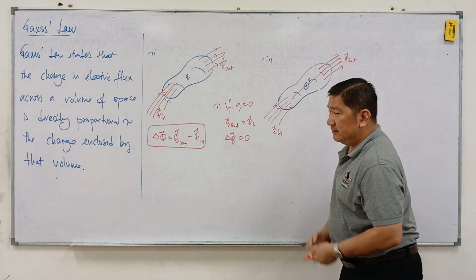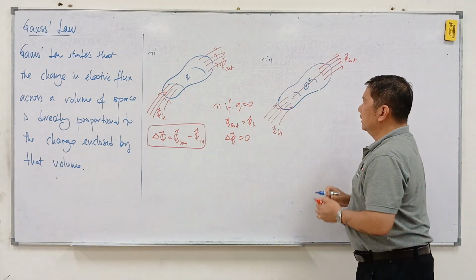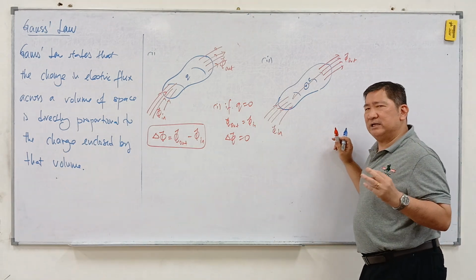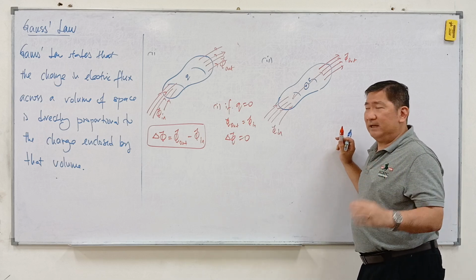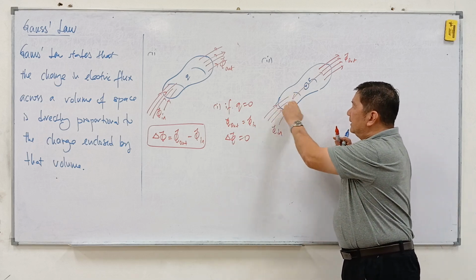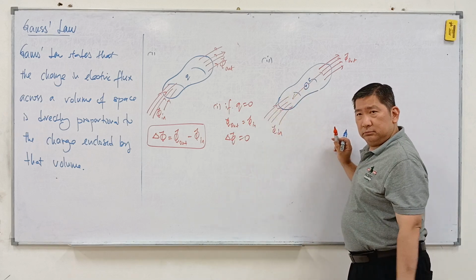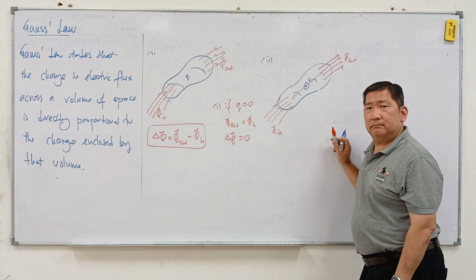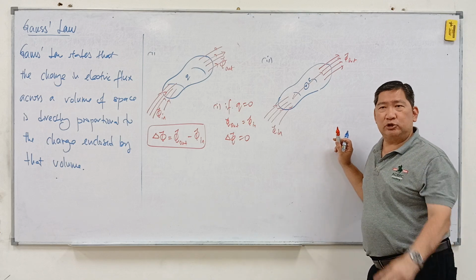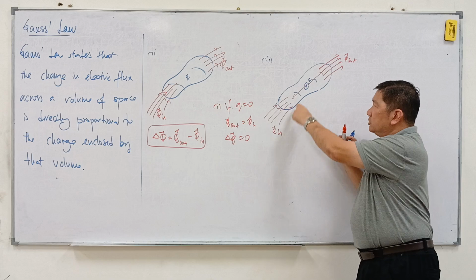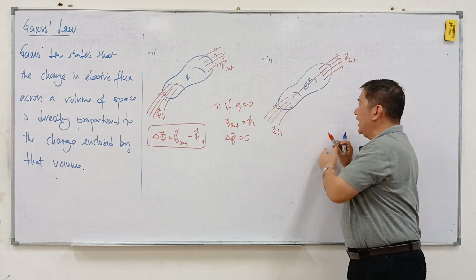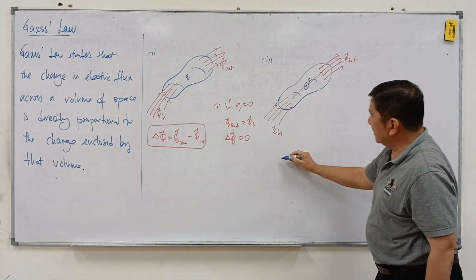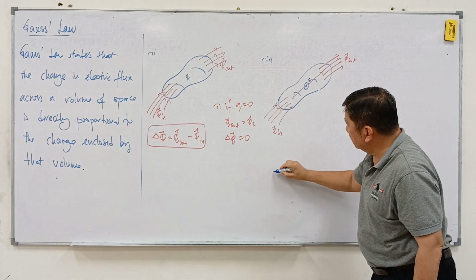So what is the net value now? You know electric field is a vector quantity, right? It's a vector quantity. 3 go in, against 1 come out. Finally, what do you get? How many go in? 3 only, right? Because you have a minus 1 here. Remember minus 1, so we end up with a diagram like this.